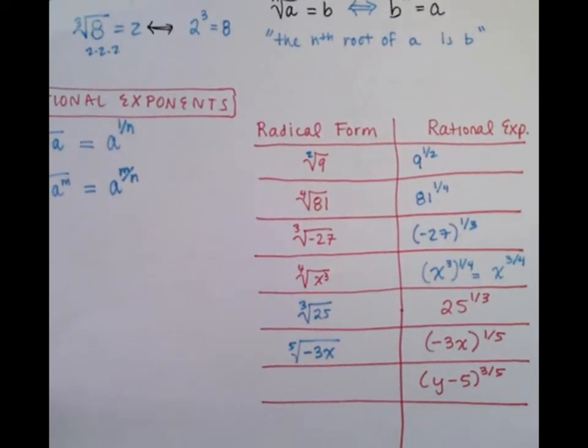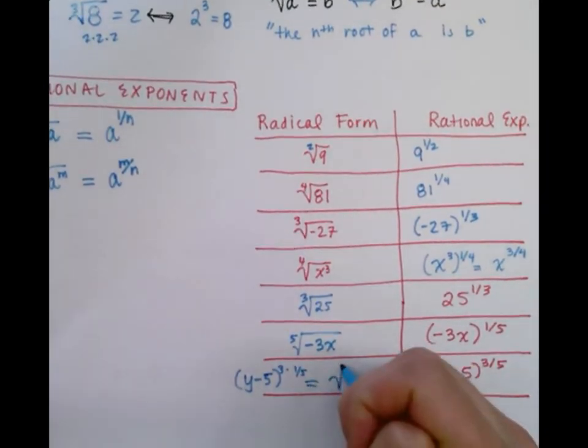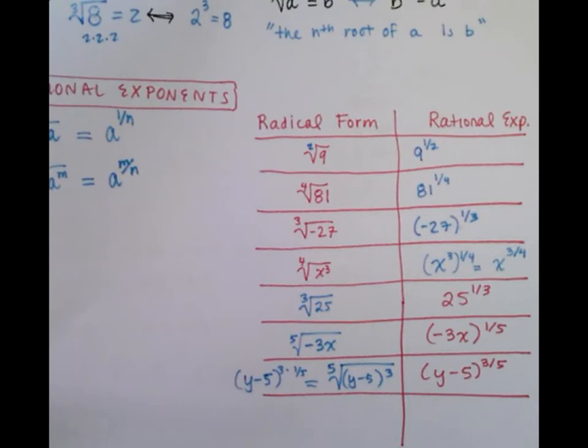The idea is I could separate it, right? So I could say this is the same thing as y minus 5 to the 3rd, and then times the 1/5. So that would make this the 5th root of y minus 5 to the 3rd power. Notice that the exponent of 3 never moved. It stayed where it was. The only thing we pulled out from the original rational exponent was the denominator, which became the root.